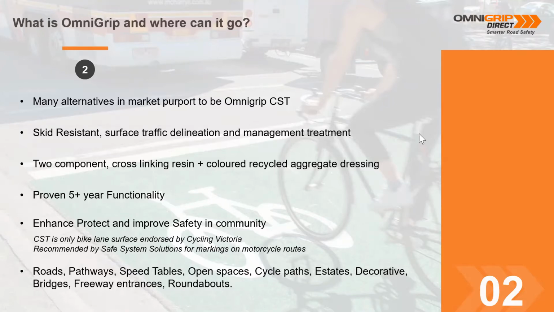So what I mean by that is suitability for roads, pathways, speed tables, open spaces, cycle paths, estates, decorative areas, bridges, freeway entrances, roundabouts, and other categories similar to those. Now, a road, a pathway, other assets that I've mentioned, they're integral parts of urban planning and infrastructure. So having solutions that are independently endorsed and supported by external businesses, of which there are a couple on the screen there, namely Safe System Solutions and Cycling Victoria, I think that provides an additional level of comfort to stakeholders.